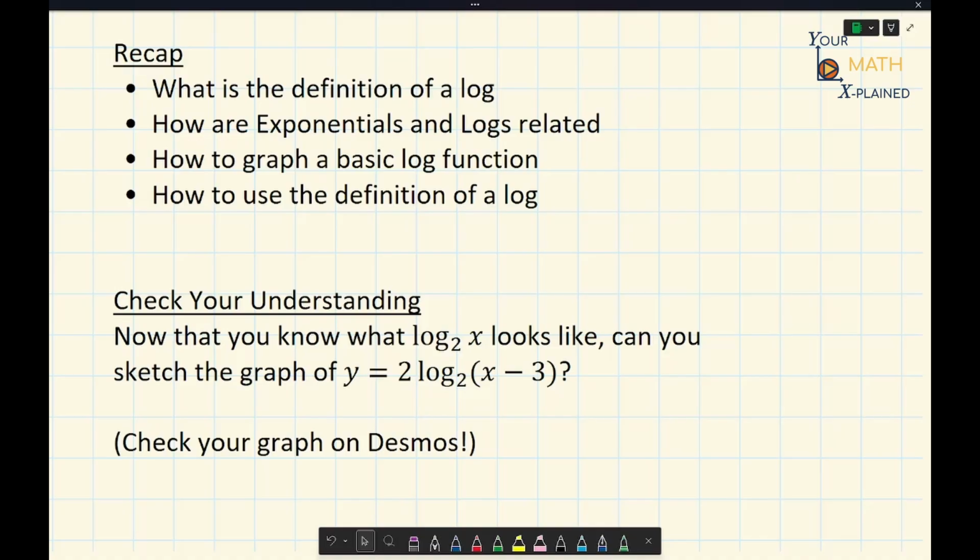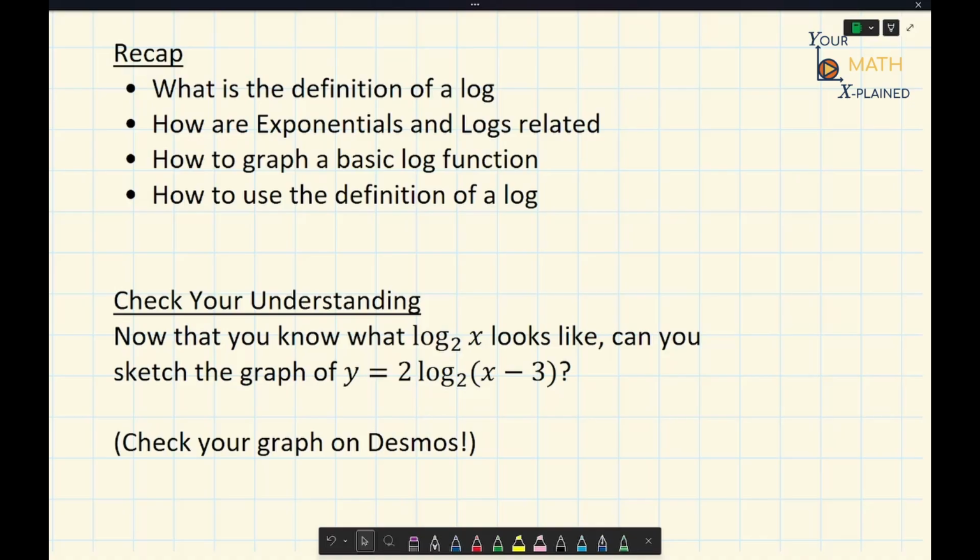So now let's do a quick recap of everything we covered in this video. We went over the definition of a log and how logs and exponentials are related. So they're inverses of each other. We learned how to graph a basic log function by swapping the x and y value of an exponential function. And then we learned how to use the definition of a log.